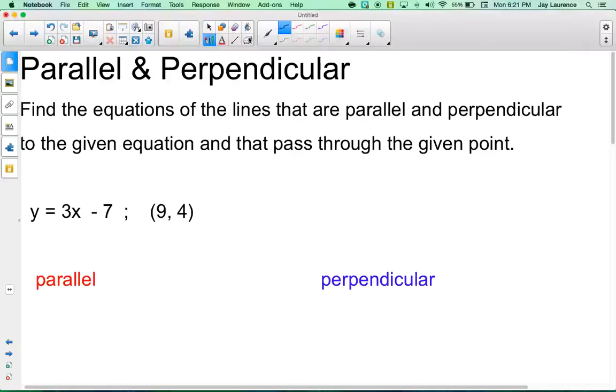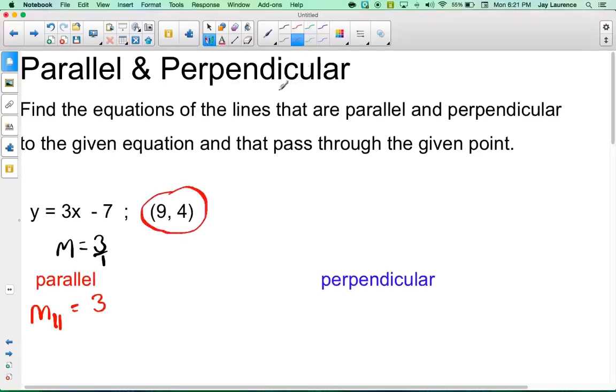So, all right, I've got to find the equation parallel to y equals 3x minus 7, but it must go through the point 9, 4. All right, the first thing I do in any problem like this is I find the slope. Now, because this is written in slope-intercept form, I know my slope is 3, or 3 over 1. Now, to do the parallel, I'm going to find the parallel slope. You should know that parallel lines have the same slope, so the slope is also 3. And pay attention here, I have the slope and a point.